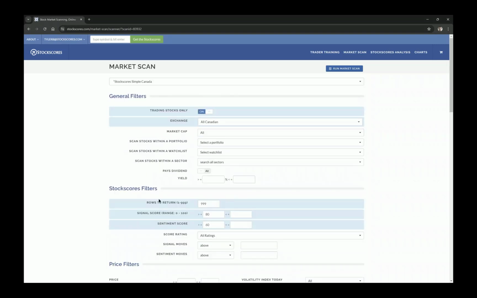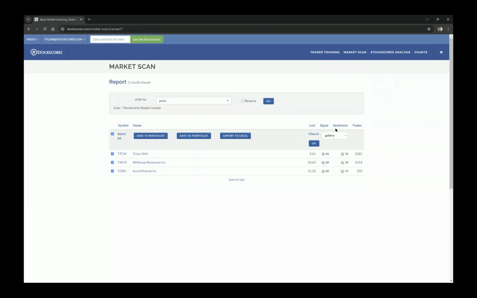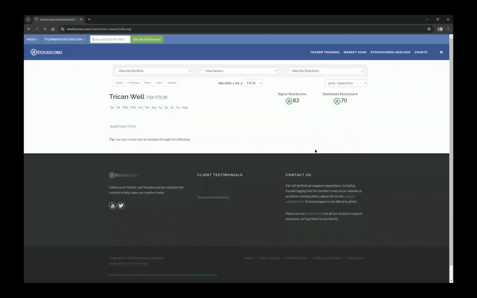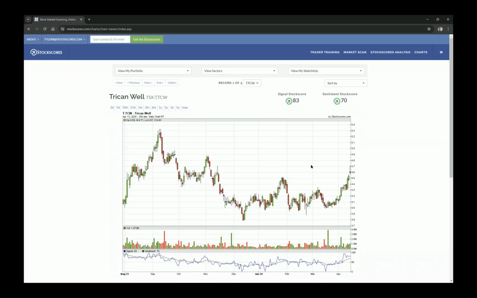So I click on that, and I could add in that I want only stocks that yield at least 3%. Now, the market was down on Friday, so I don't know if we'll get many. Yeah, we only got 3. So here's 3 stocks that meet the criteria of that strategy. Okay, you can see their names, their prices, and their stock scores, how many times they traded on Friday. And then I can view these stocks in a slideshow, click on Go, and look at their charts.